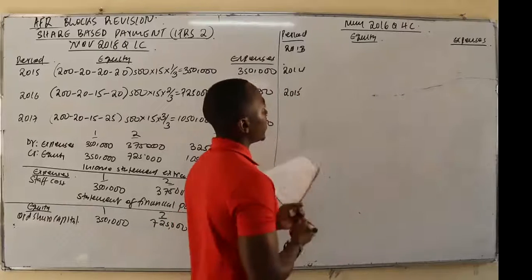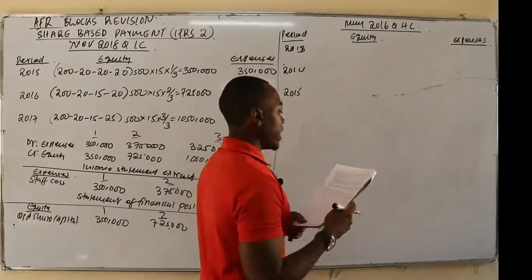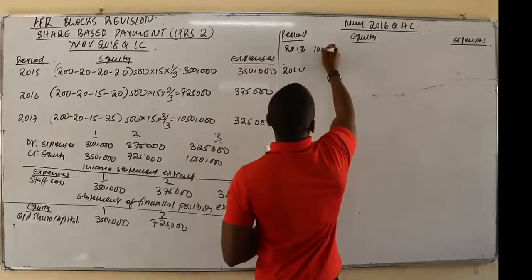So that's very easy. How many employees do we have? The number of staff we had? 1,000.